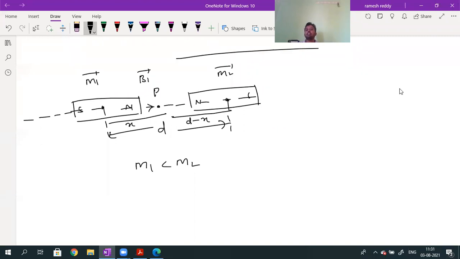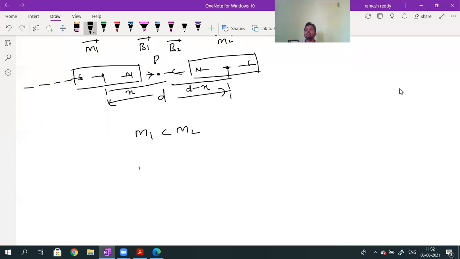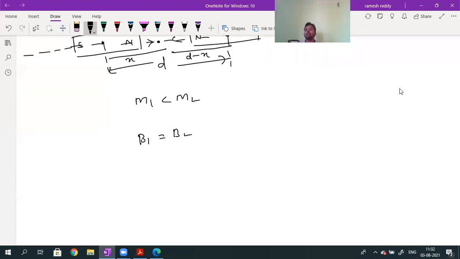At this point P, the magnetic field due to the first bar magnet, let me call it B1 bar, will be radially outward from south to north. At this point P, the magnetic field due to the second bar magnet is B2 bar, also from south to north. Since B1 bar and B2 bar are in opposite directions, the resultant magnetic field induction will be equal to 0. So B1 bar will be equal to B2 bar.